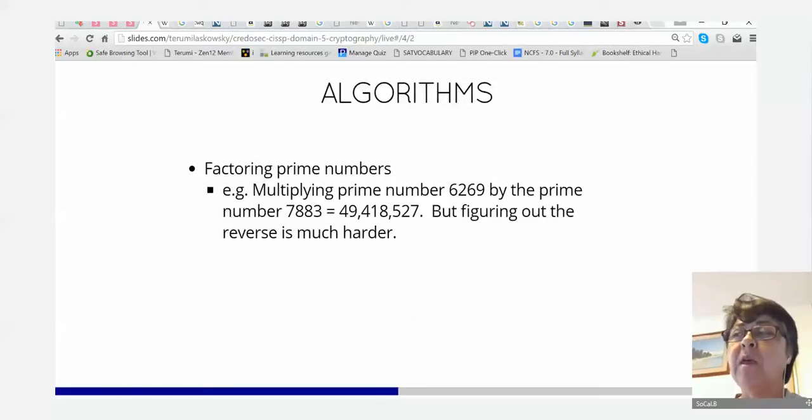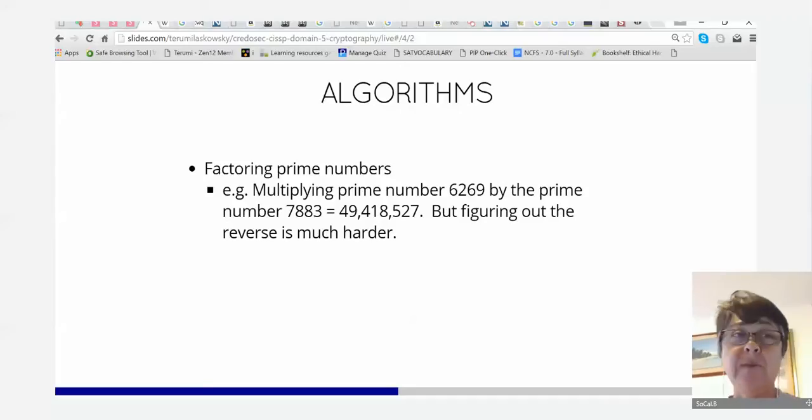And for this one-way function, a guy named Rivest of RSA fame came up with this idea that says, hey, look, factoring prime numbers could be something that we can use to make it easy on one side but difficult on the other.